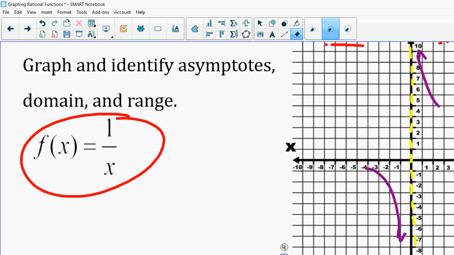This thing, as x approaches infinity, is going closer and closer to zero, like that. So what we're going to talk about is horizontal asymptotes and vertical asymptotes, and where your curve crosses the x-axis. Does this particular curve cross the x-axis anywhere? No, it does not.